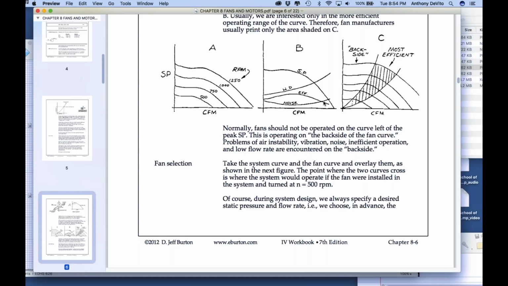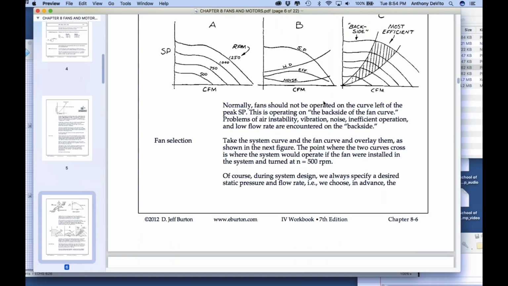Yes? Just to be clear, in terms of the specs that are provided for a fan, do they provide anything in addition to CFM? Oh yeah, we're getting into that. Wait till you see these charts.